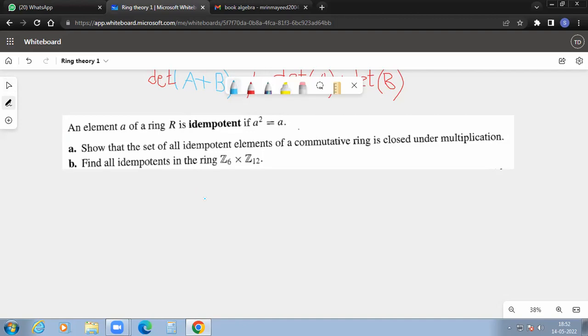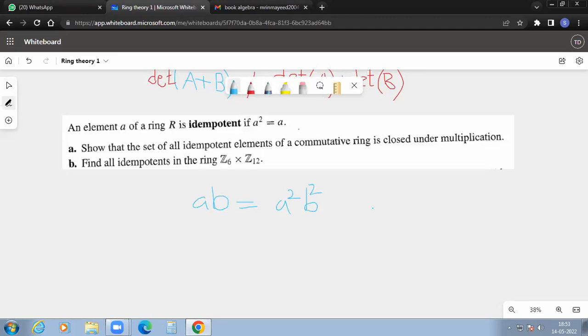What do you mean by this? If you have two elements A into B, this should be back in the same set. If you choose any two elements A and B, then the product A into B must be there, provided A and B are idempotent. So by idempotent, what I mean is A itself is A square and B itself is B square.